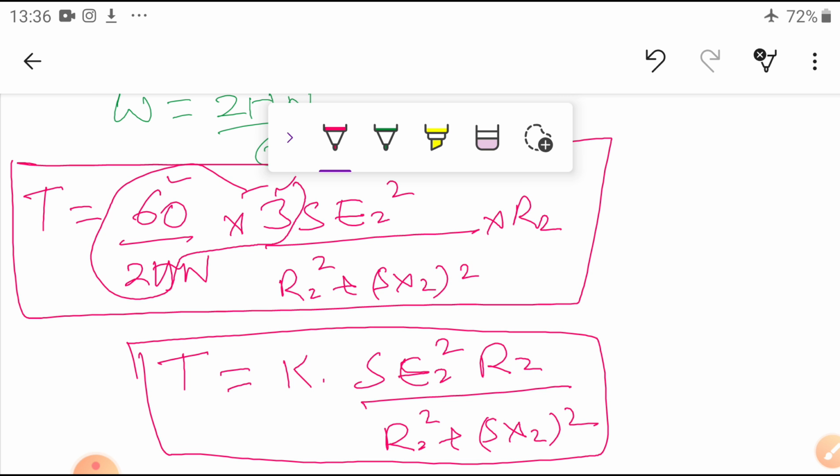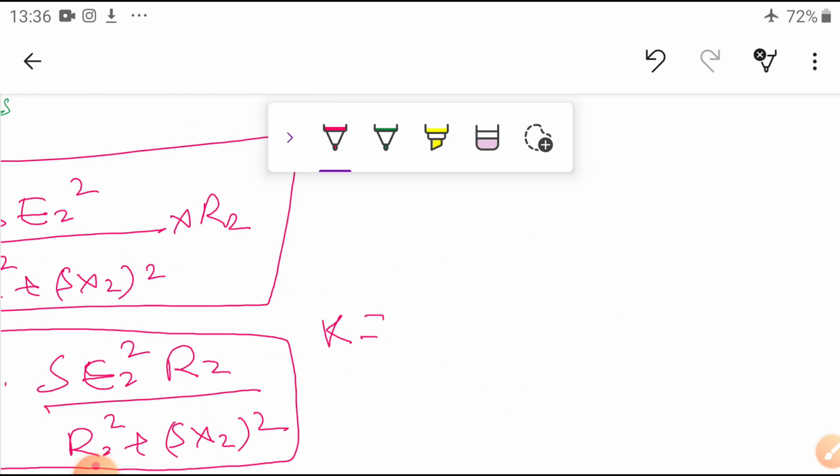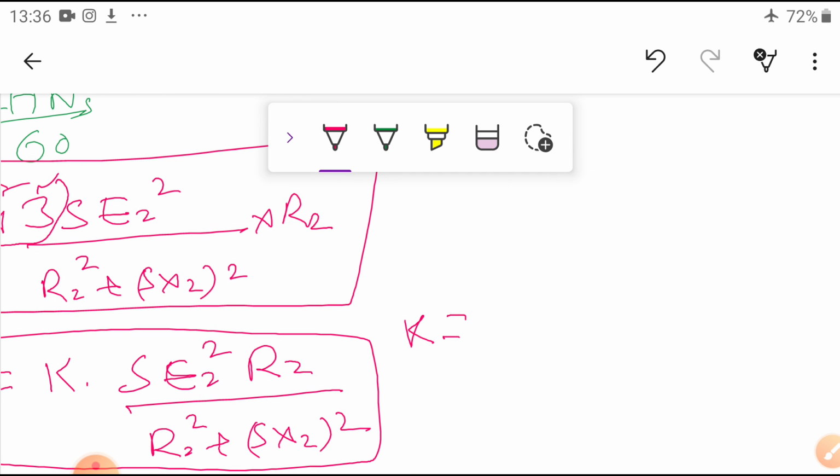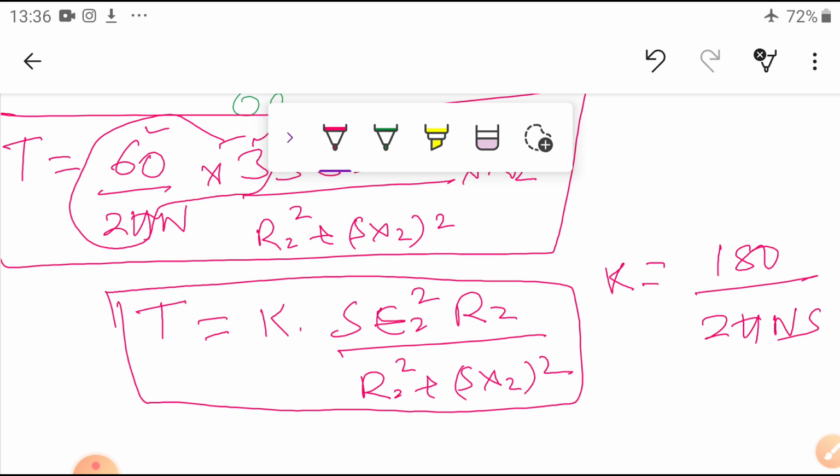That means, where the k value is the constant value, that is equal to 180 by 2 pi ns. Where k is the proportional constant. So this is the torque equation in an induction motor.